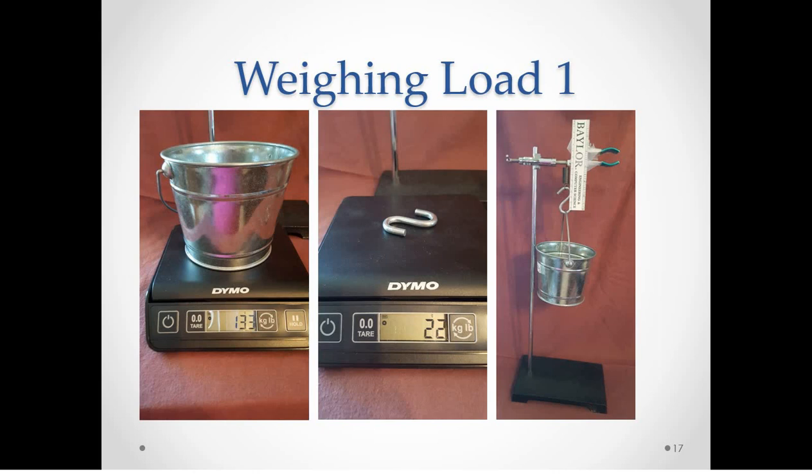The left and center images on this slide show the masses of the bucket and the S-hook. The right image shows the S-hook and bucket after they are hung from the spring. Sum these 2 masses and record the value as the first incremental mass. Please note that the mass is in grams. You will also record this as your cumulative mass because this is the first mass that is being added to the spring.